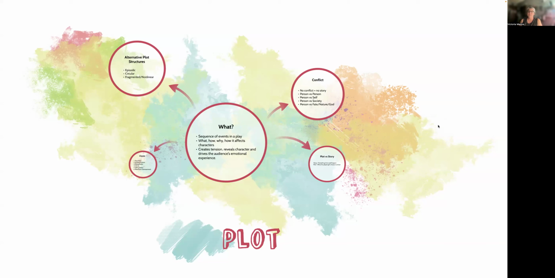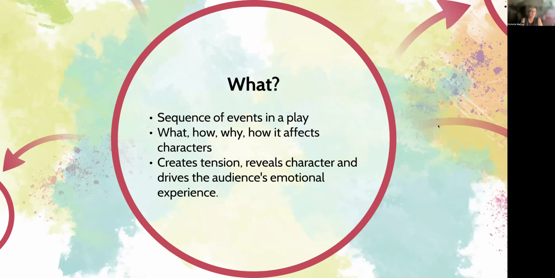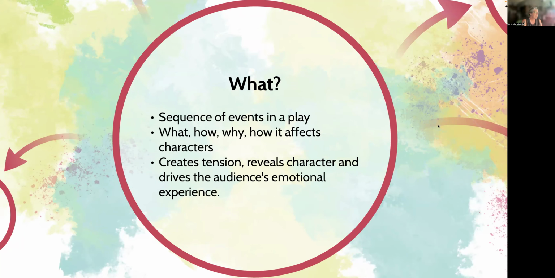Today, we will look at the basic elements of plot and the most common types of theatrical plot structures. First off, what is plot? Plot is the sequence of events in a play. It is what happens and in what order. It is not just what happens, but how it unfolds, why it happens, and how it affects the characters in the story. A strong plot creates tension, reveals character, and drives the audience's emotional experience.